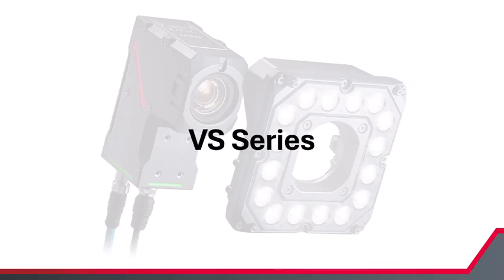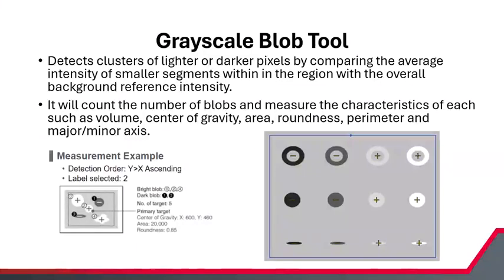VS Series Grayscale Blob Tool. The Grayscale Blob tool detects clusters of lighter or darker pixels by comparing the average intensity of smaller segments within the region with the overall background reference intensity. It will count the number of blobs and measure the characteristics of each, such as volume, center of gravity, area, roundness, perimeter, and major and minor axes.